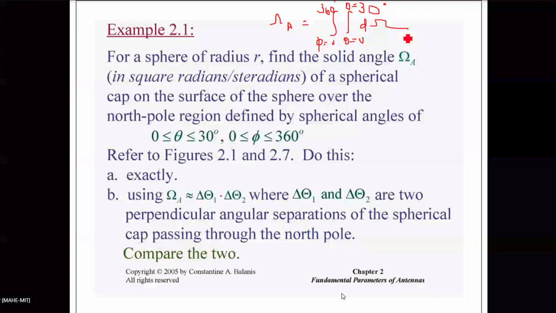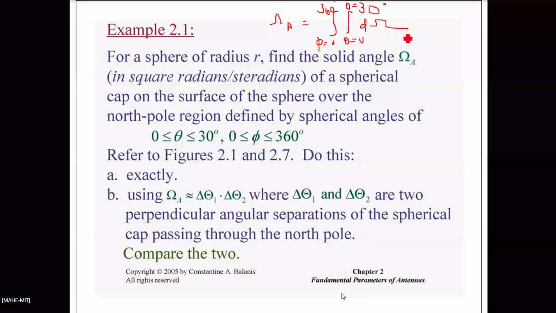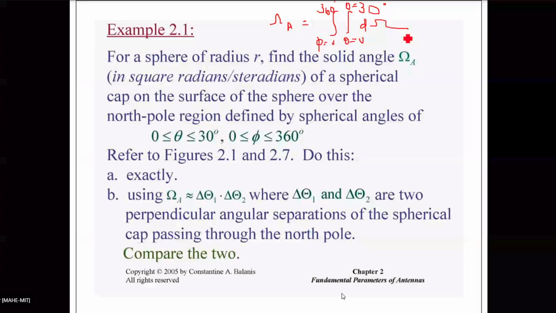Sir, 3.73 pi. Okay, let us verify that. You have calculated 3.7. Good. That is the exact method. There is an approximate method. If you want to find out omega A, it is delta theta 1 into delta theta 2, where delta theta 1 and delta theta 2 are two perpendicular angular separations of the spherical cap passing through the North Pole.